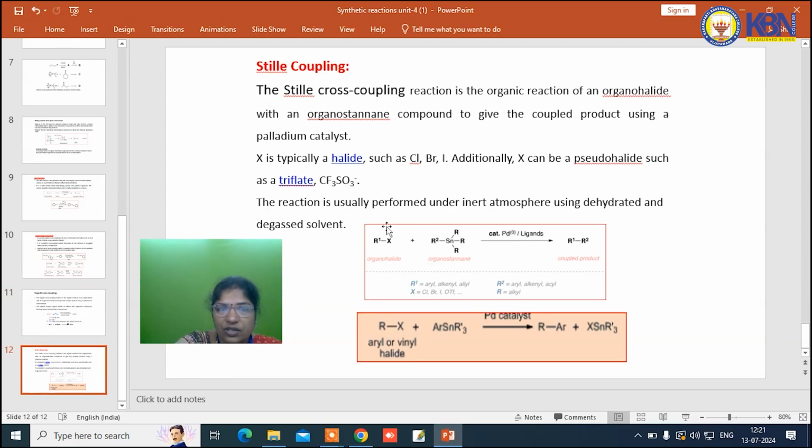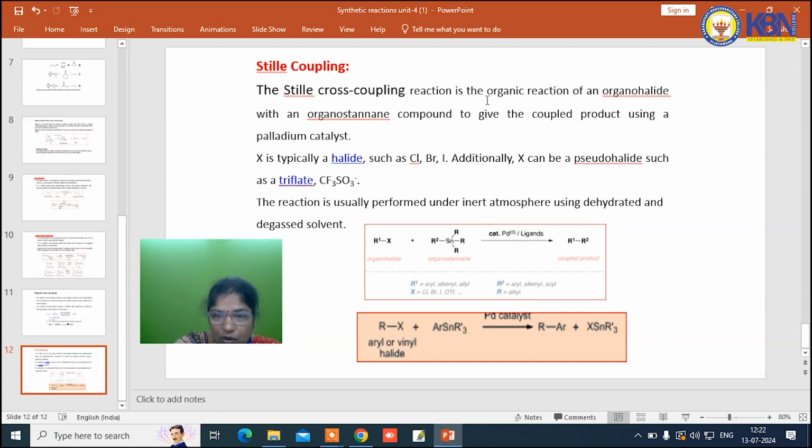And the last reaction, Stille coupling reaction. Stille coupling reaction is also catalyzed by the simple catalyst palladium. The Stille cross-coupling reaction is the organic reaction of organohalides on treatment with organostannanes. We get the coupled products, that is, the alkyl groups are coupled to each other. This R1 alkyl group is coupled to the R2 alkyl group. We get the coupled product. That is, we can prepare the simple carbon-carbon sigma bond. These are well-known synthetic organic reactions to prepare the carbon-carbon sigma bond.